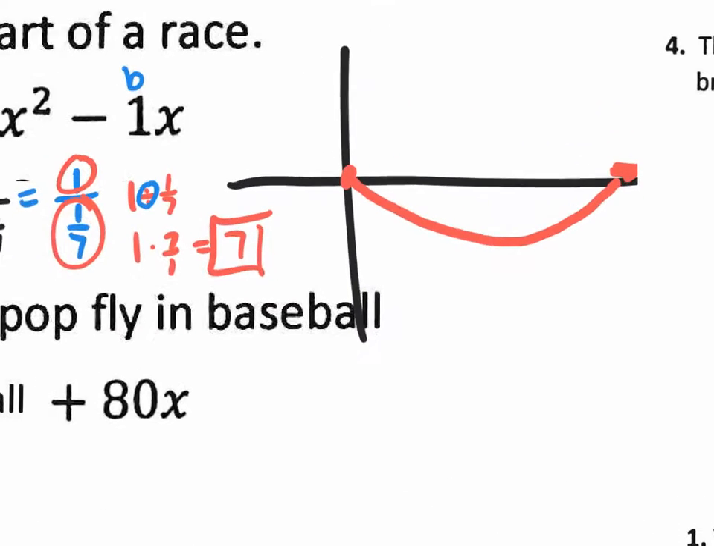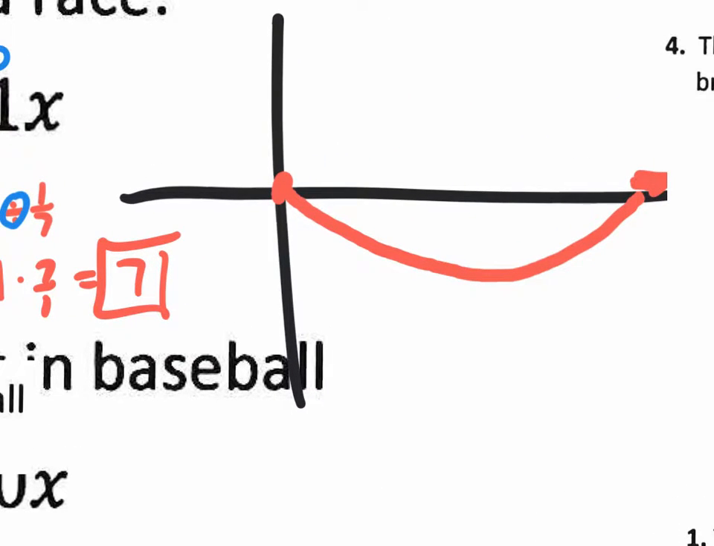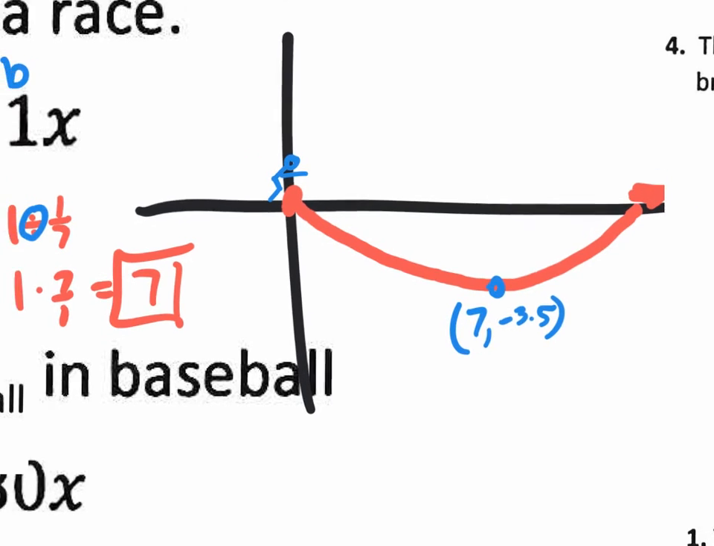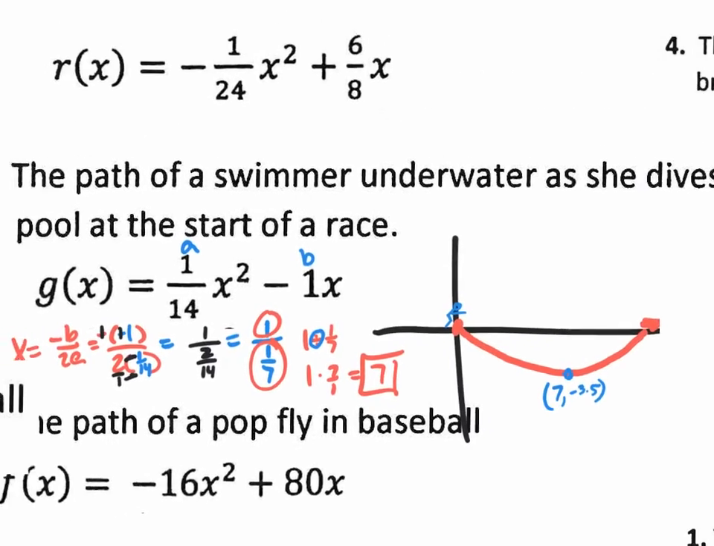So if we think about the swimmer, she's about to jump into the pool, right? And the vertex is at 7, negative 3.5. So she dives in, and as she travels 7 feet this way, she reaches a max depth of 3.5 feet, 3.5 feet deep. And then she pops back up and continues swimming. Okay? Anyway, that's just to warm up your brain for parabolas, which is what we're doing today.